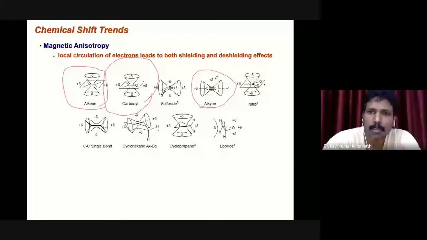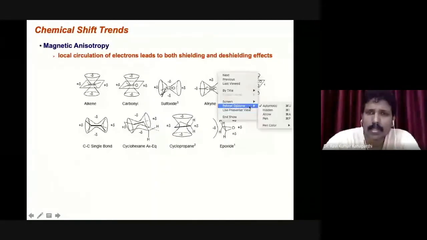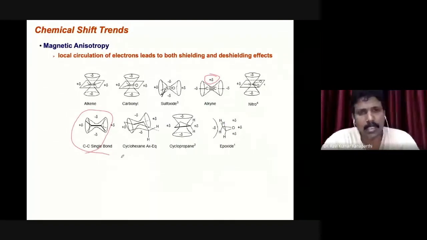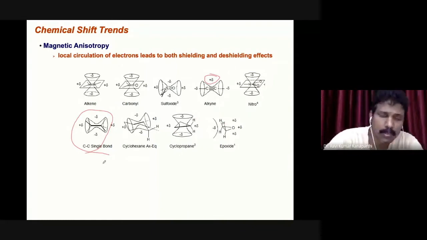Such a proton will be highly de-shielded. Okay, and then the nitro group is also given here, and then single bond we have discussed, like with regard to cyclohexane, and the axial and equatorial protons, how the shielding and de-shielding effects are seen, that we have discussed.